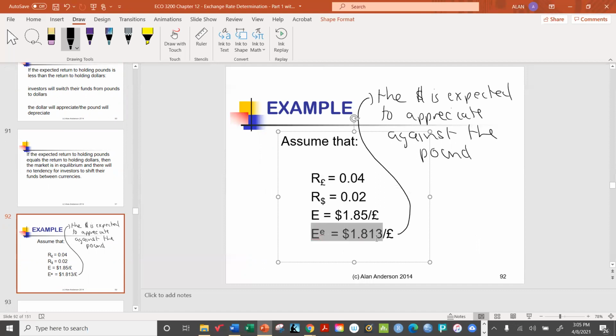Investors expect the dollar to get stronger. How do you know that, by the way? Because this number is lower than the current spot exchange rate. And of course, remember, when we have dollars per pound, a higher value means a weaker dollar. A lower value means a higher, stronger dollar. So therefore, this tells me that investors expect the dollar to strengthen against the pound. Not that they're necessarily correct, again, but this is what they believe, and this will drive their investment behavior.